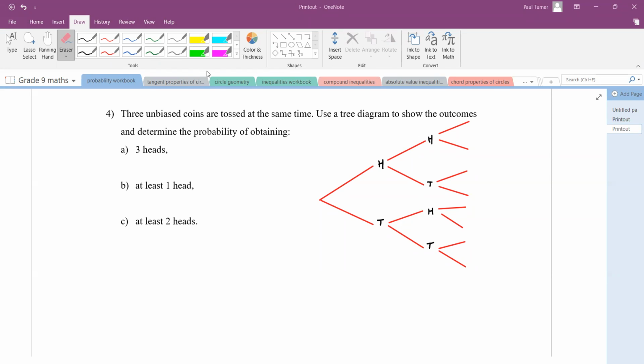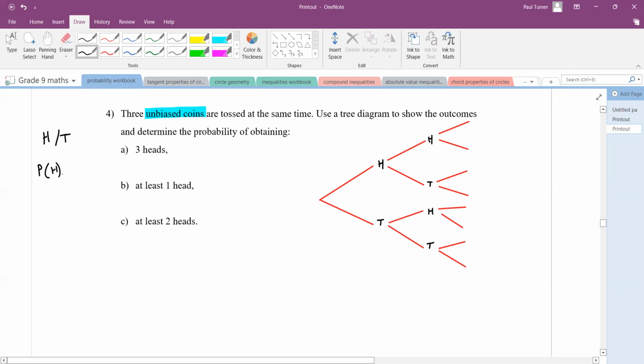And so we have an unbiased coin. So that's a key word there. On a regular coin that's unbiased, we have a head and a tail, don't we? So there's 2 possible outcomes. So your probability of getting a head is going to be a half, and the probability of a tail is a half. So this is the first thing you should note down from the question, the individual probabilities.